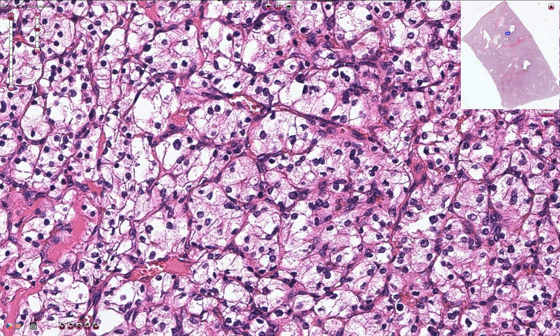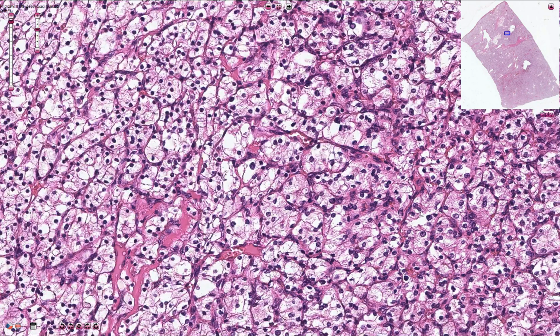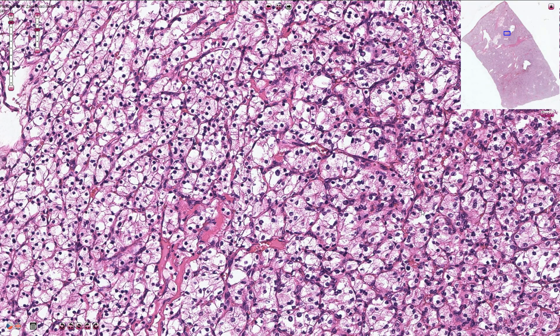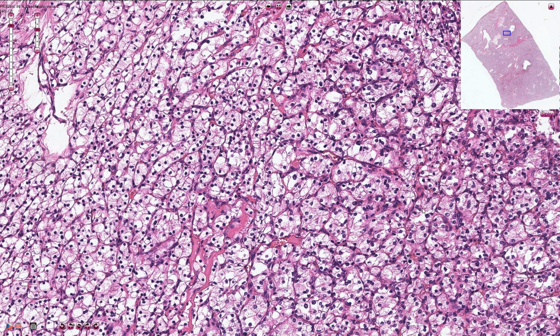Here we have an example of these cells, and they should be assigned to ISUP grade 2. If we have really prominent nucleoli, which can be appreciated at low magnification, that is grade 3, and extreme nuclear pleomorphism associated with multinucleated giant cells or sarcomatoid appearance or rhabdoid change of the tumor, that should be called grade 4 ISUP grade of the renal cell carcinoma.